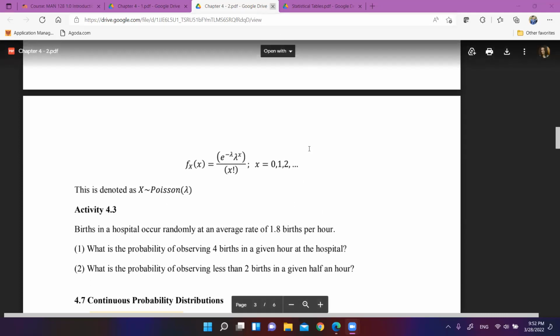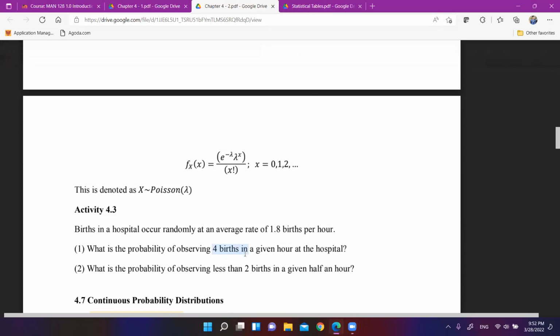Average of 1.8. So what is the probability of observing 4 birds? X equals 4, that is the probability being asked.